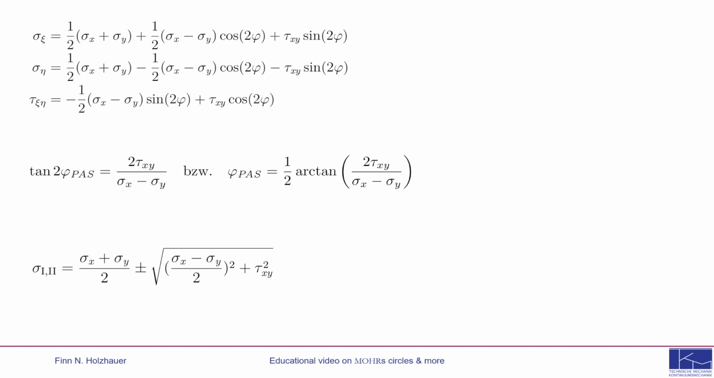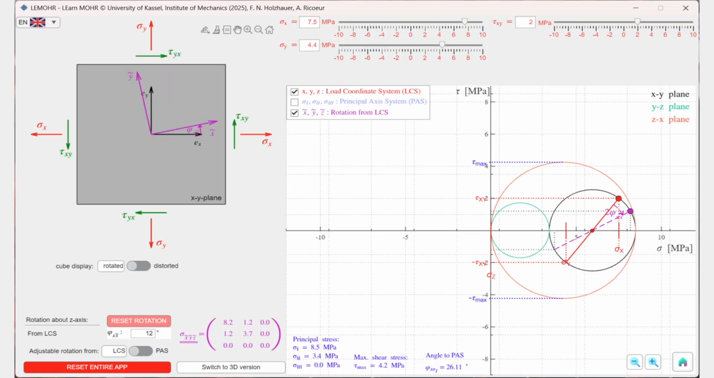The transformation equations can also be used for an arbitrary free rotation in the plane. In this case, the normal and shear stress components of the stress tensor are computed for rotation by the angle phi. The representation of the stress state in Mohr circles enables a graphical determination of the stress components for any in-plane rotation of the considered cut surface.